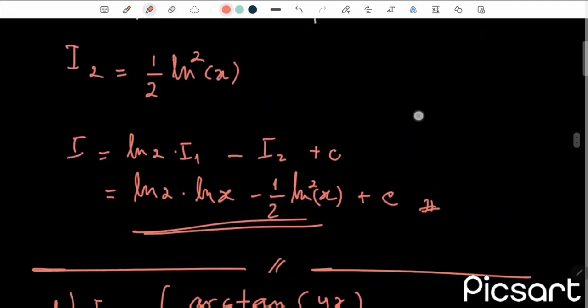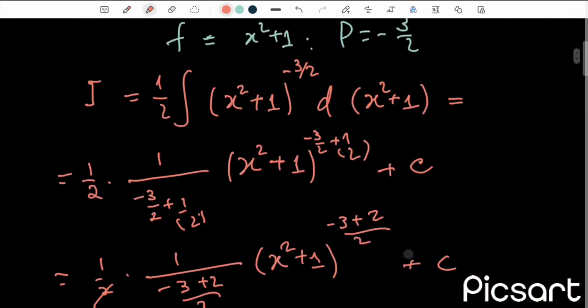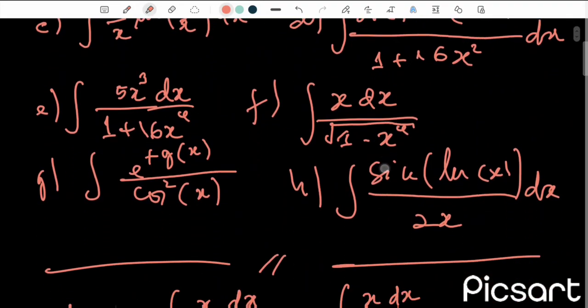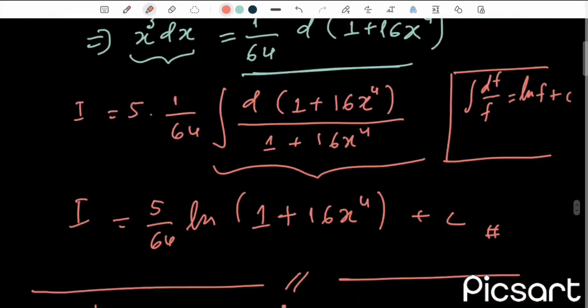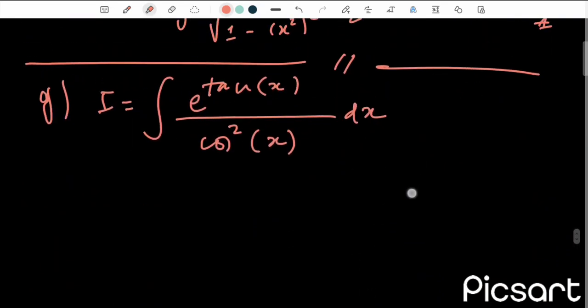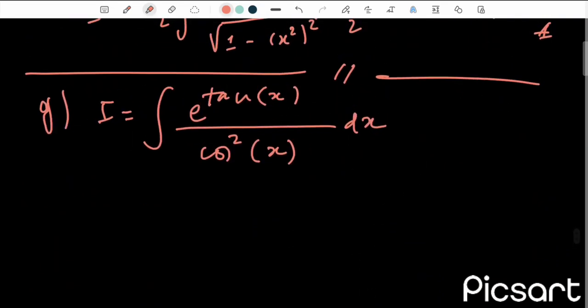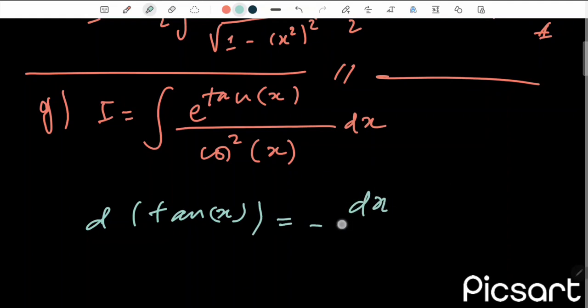Okay, what can we do with this exercise? For this exercise, we can take two paths to solve. With the first one, remember that the derivative of tan of x is equal to dx over cos squared of x.